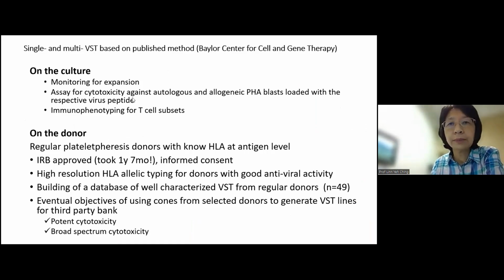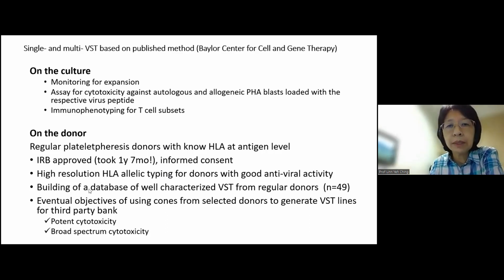We monitor the expansion for T cell subsets and did cytotoxicity against autologous and allogeneic PHA blasts loaded with the respective virus peptides. And after optimizing the method as a preliminary step towards a third-party VST bank, we started to screen healthy donors using their discarded cone cells to characterize the potential of each donor in generating VST. So for those donors with good killing, we did HLA allelic level typing.